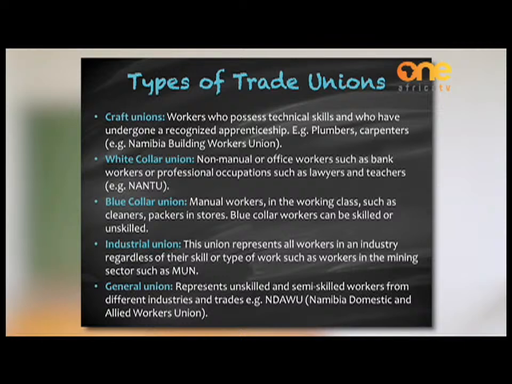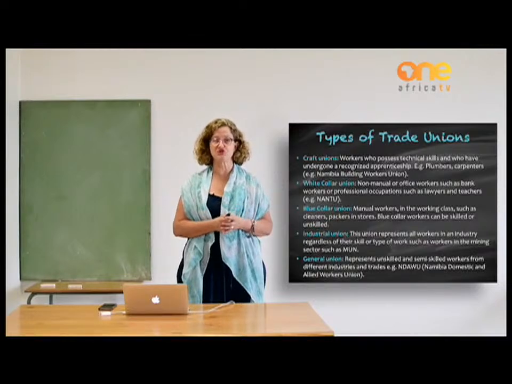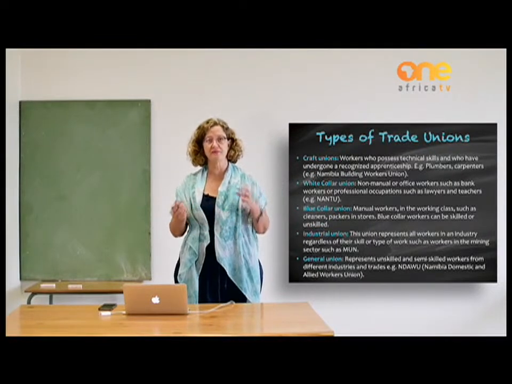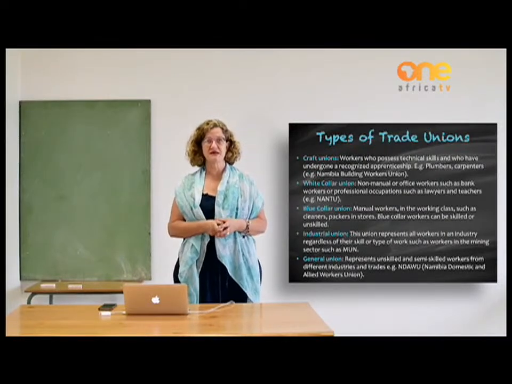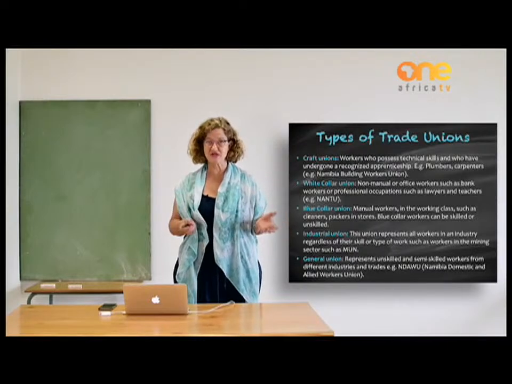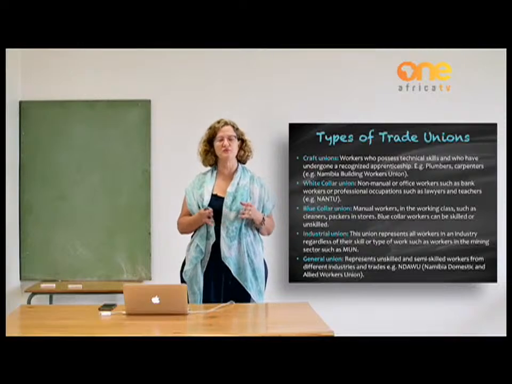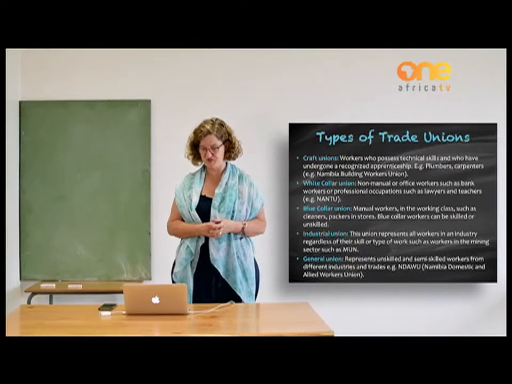Okay, then the next type of trade union is white-collar unions. The members or the workers that belong to such a trade union are normally workers that do non-manual work. That means they are normally in offices, they are not working outside, and these type of workers normally have professional occupations like lawyers or teachers.